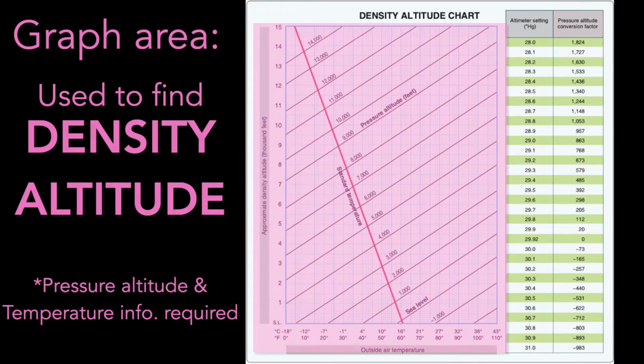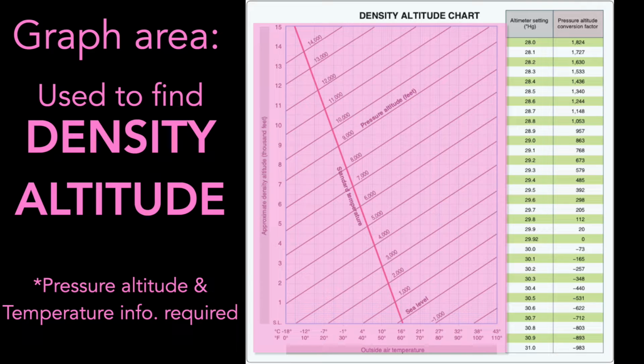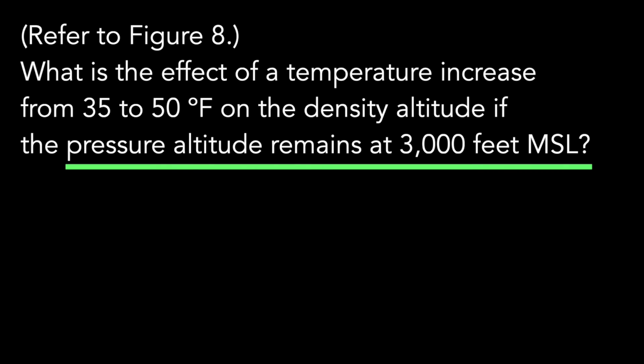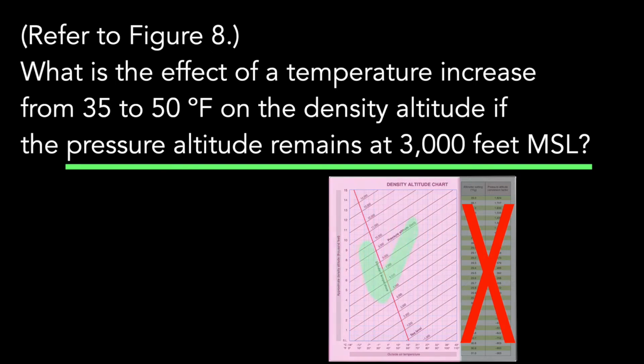The graph side of this figure is helpful when you need to find density altitude, and to accomplish that with this graph, you will need to have temperature and pressure altitude. As long as you have these 2 pieces of information, you will be able to find density altitude using this side of the figure. Now, referring back to our question, it has already provided us with a pressure altitude setting for both temperature scenarios. So that means we have no need to work with a conversion table for this figure, at least for this question. Instead, it is asking about density altitude, so we will need to focus only on the graph side.